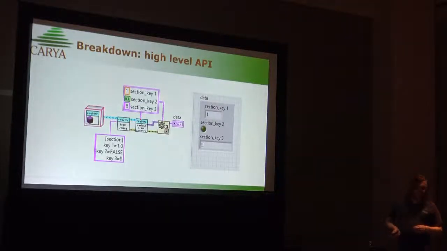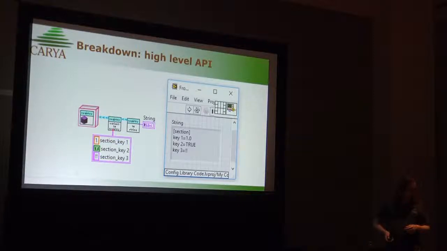So here's how variants work. You have your ini file and you have your keys in a cluster, or single values, scalar values also work. And you get a variant and you cast it and you have your data in your cluster. These are essential building blocks. Pretty sure OpenG VIs do this as well. Right? The other way around.